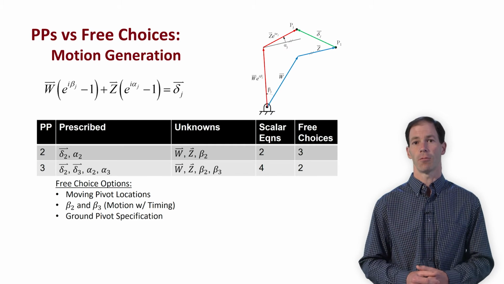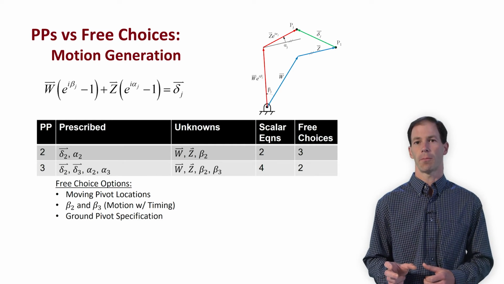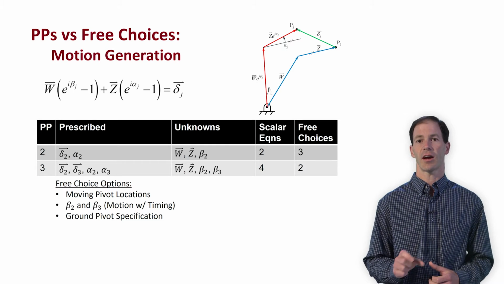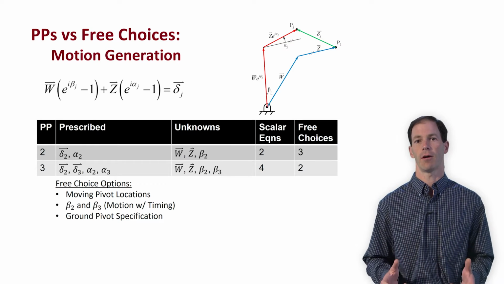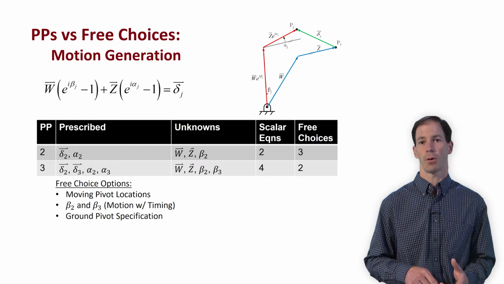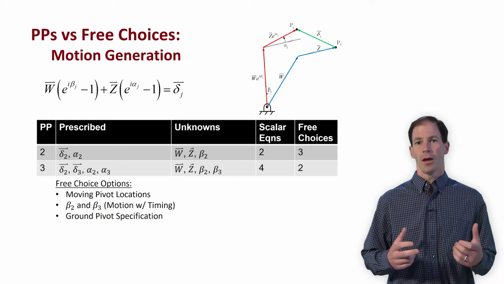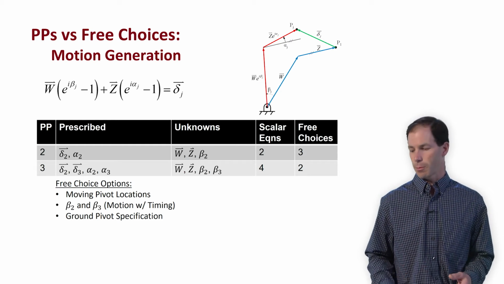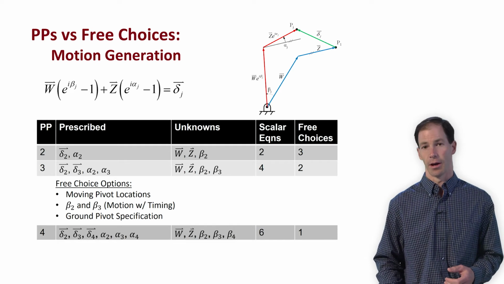The other thing that we looked at was using these 2 free choices up by placing our ground pivots, or selecting the X and Y location of the ground pivots. And we did that with that radius vector and went from the ground pivot up to the precision point. So what happens when we step beyond 3 precision positions? That's where we're headed today.